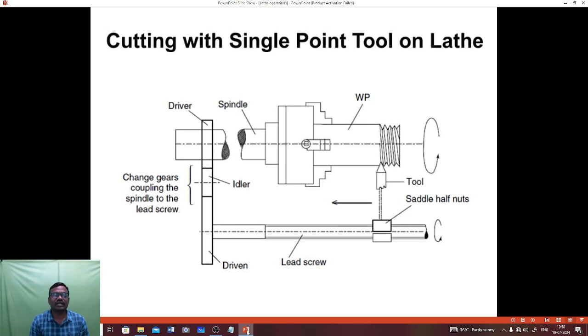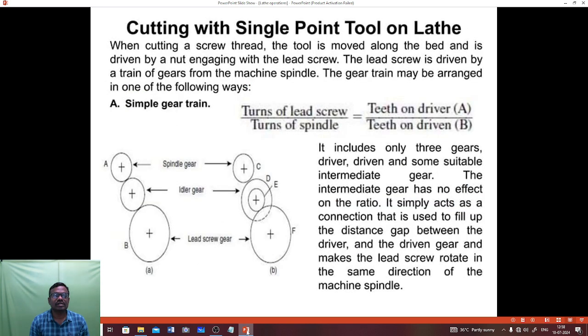The diagram indicates cutting with single point tool on lathe, that is thread cutting. When cutting a screw thread, the tool is moved along the bed and is driven by a nut engaging with the lead screw. The lead screw is driven by a train of gears from the machine spindle. The gear train may be arranged in one of the following ways.